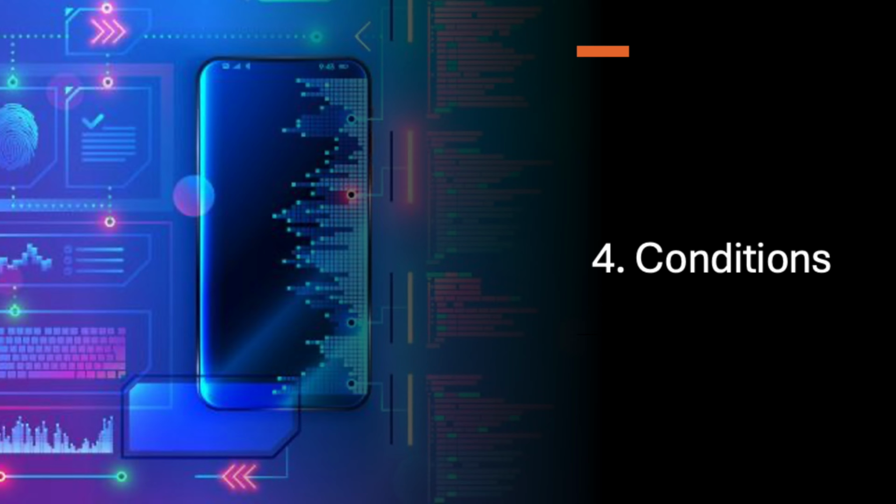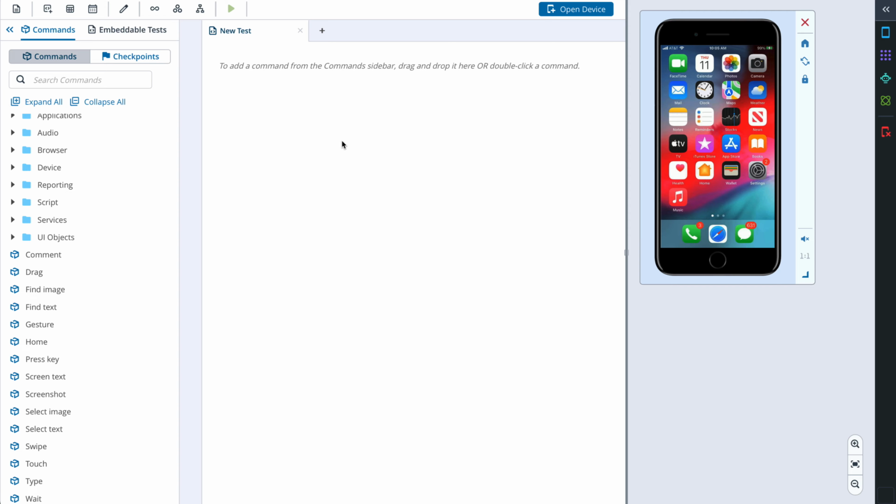Conditions. Conditions allow us to split the test into two logical flows. First, onSuccess executes if the condition check was successful. And second, onFailure, if the condition check failed. Let's see how to use conditions on the example.